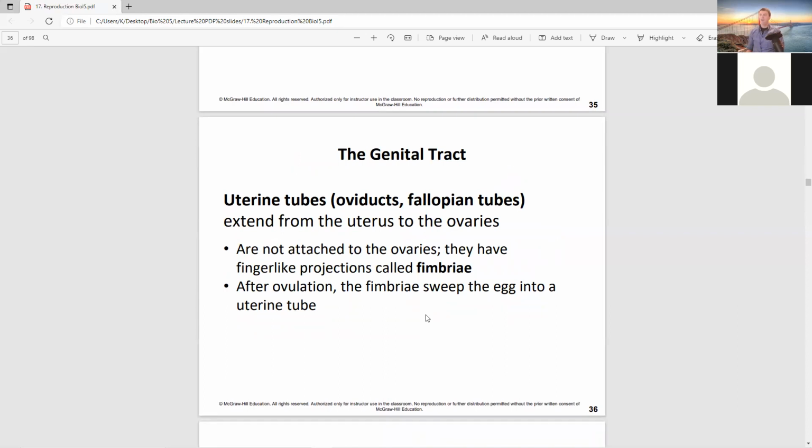So the genital tract: the uterine tubes, or oviducts, also called fallopian tubes, extend from the uterus to the ovaries but are not attached to the ovaries. They have finger-like projections called fimbriae. After ovulation, the fimbriae sweep the egg into a uterine tube.